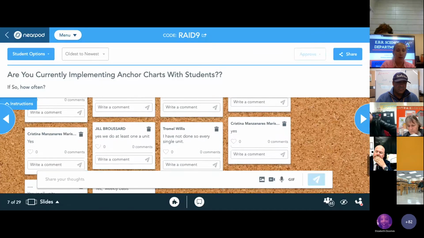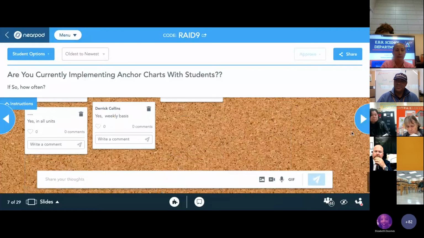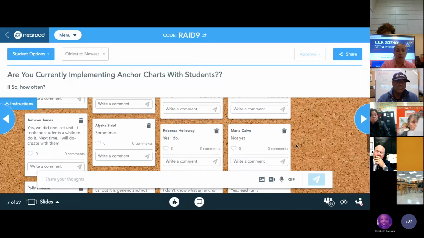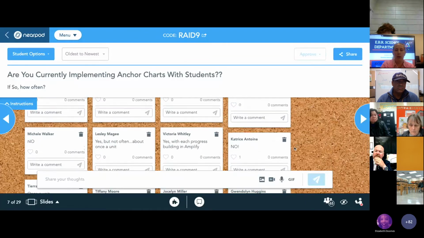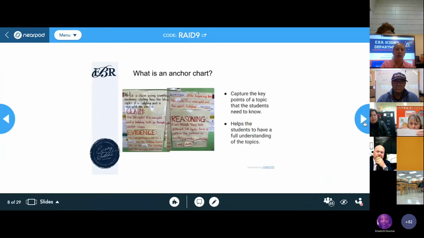And I hear someone say, I don't know what an anchor chart is. That's okay. That's why we're in this PD today. There's lots of people in here who are utilizing them. Some people, though, like I said, don't know what they are. Well, nobody knows what anything is. Nobody knows what a CER is. Nobody knows what a PD is, a professional development, until you've done it for a while and you get used to these acronyms. So here's the next slide.